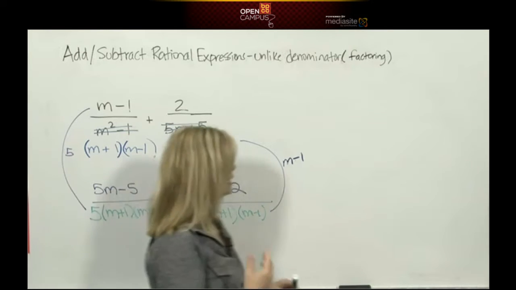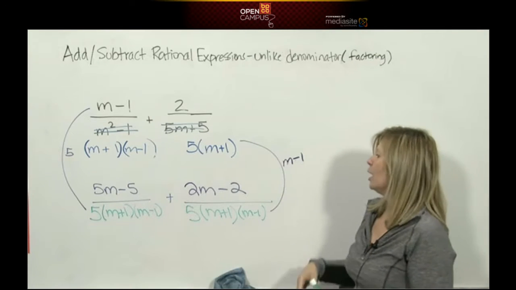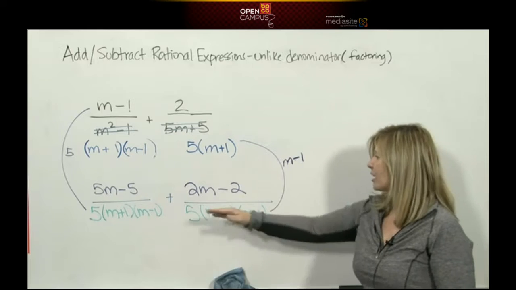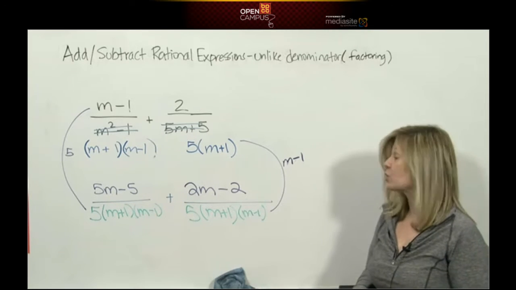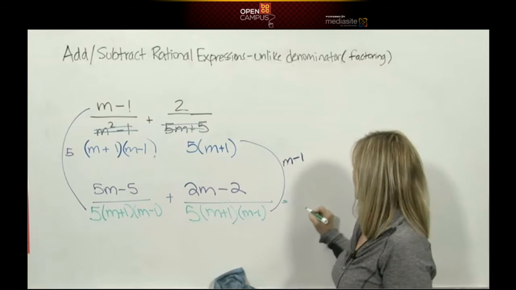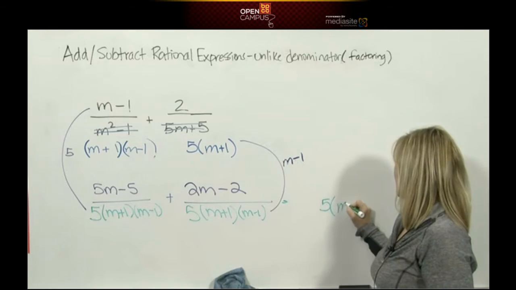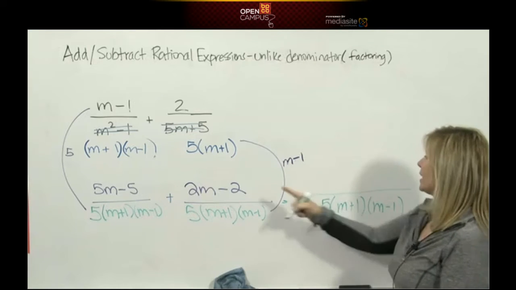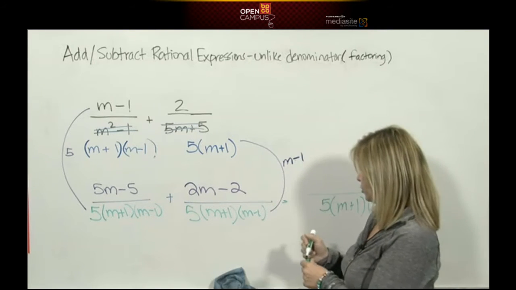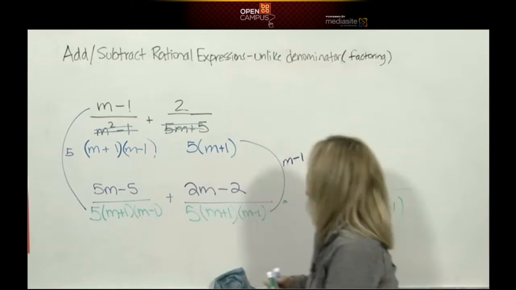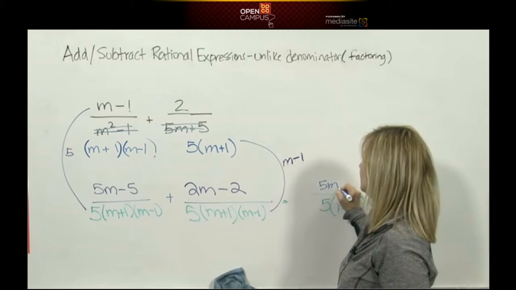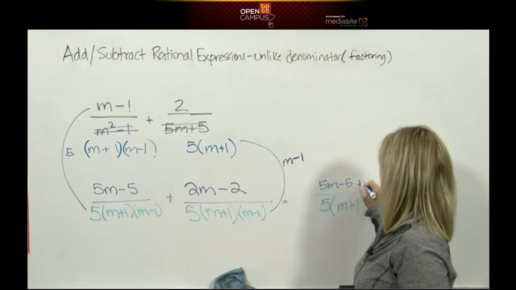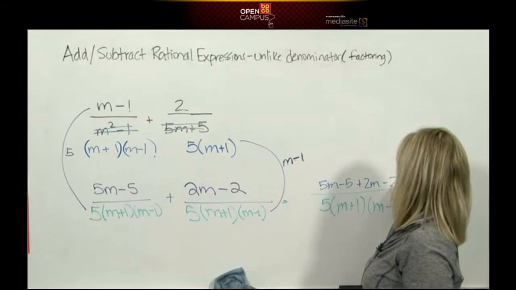Now we're back to the beginning of this module. Once we have a common denominator, all we do is write the bottom. So the denominator is 5 times m plus 1, m minus 1. We collect the top. So in the numerators, we have 5m minus 5 plus 2m minus 2.